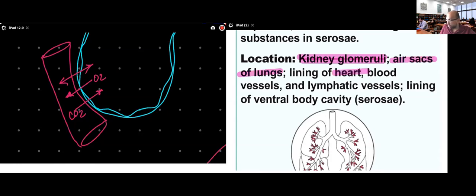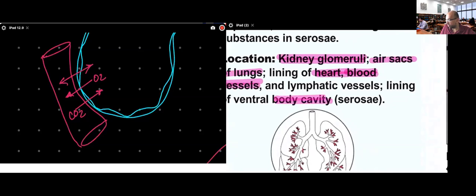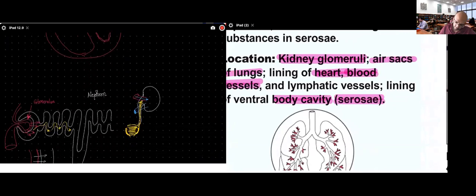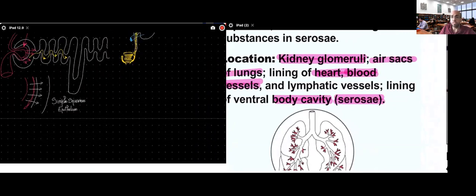What else? You want to have a minimal resistance against the blood movement. So the blood vessels and the cardiac chambers are also going to be lined with simple squamous epithelium. Also, in the body cavities, we're going to have membranes surrounding the organs. Those are called the serous membranes.